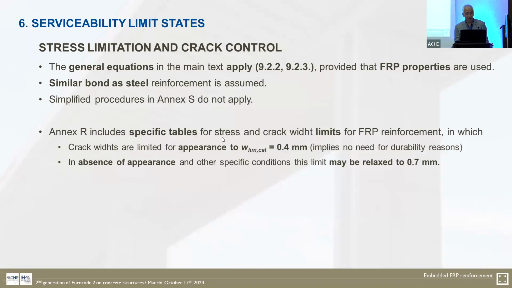Annex R includes a specific table for stress and crack limits for FRP, in which it can be emphasized that crack widths are limited for appearance, so the typical limit of 0.4. So this implies no need for durability reasons. And in absence of appearance and other specific conditions written in the annex, this limit may be relaxed to 0.7.